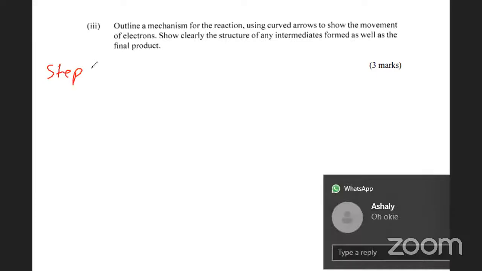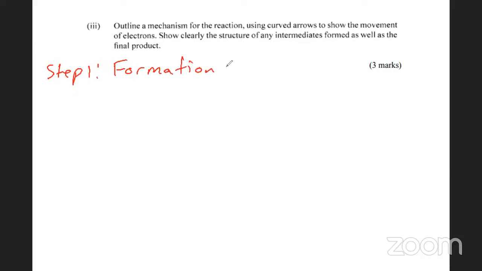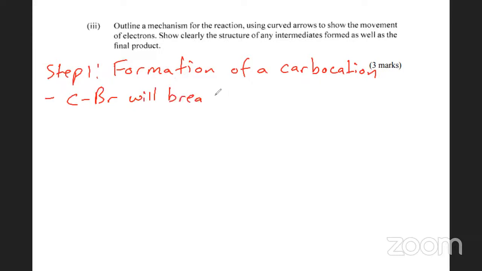So step one, this is a two-step process. Step one, formation of a carbocation. The reason why we are going to get a carbocation is that the carbon to bromine bond will break heterolytically. I remember when a bond breaks heterolytically, you always get an electrophile and a nucleophile.